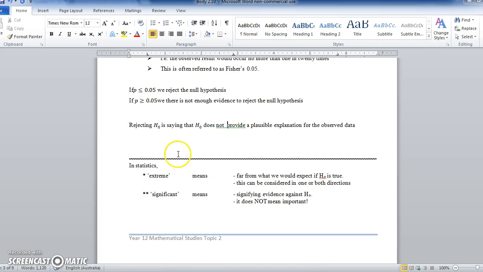Okay, so now I want you to do worksheet 2.10, which I will have handed out to you.